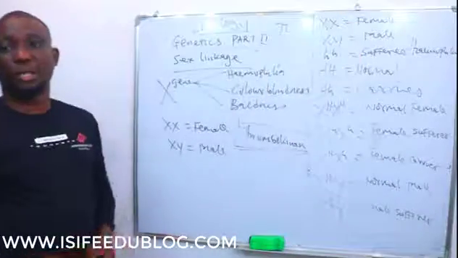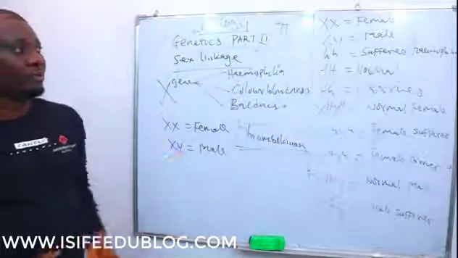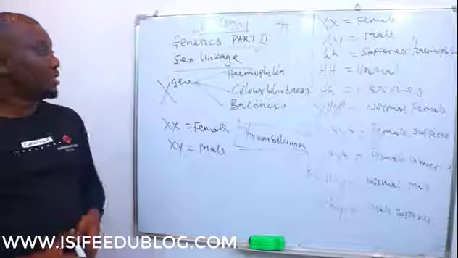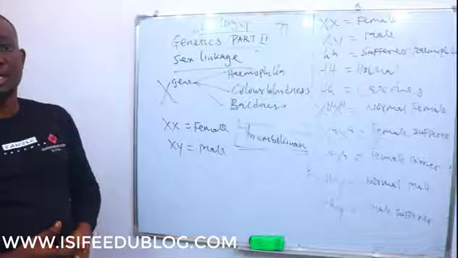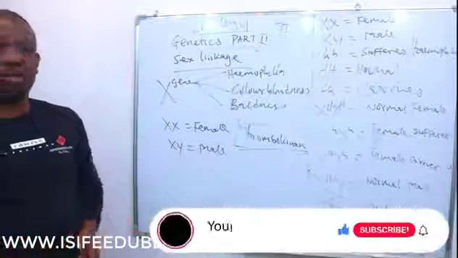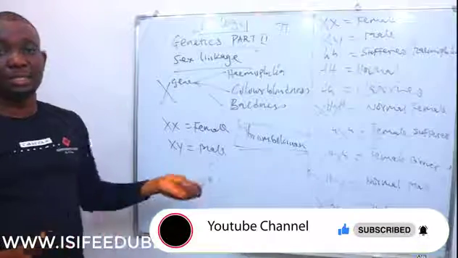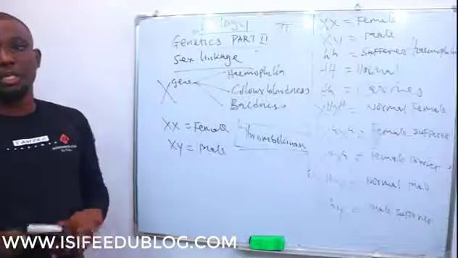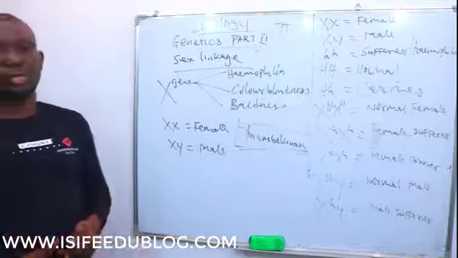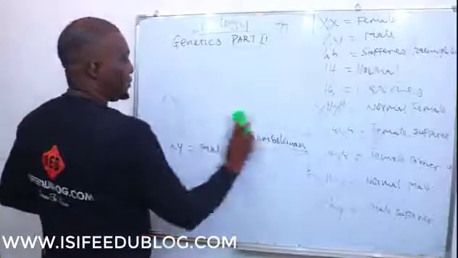Please, you need to be conversant with this. You can pause the video and look at this mnemonics to know the inheritance of hemophilia and other sex linked characters, and how they are transmitted. If a man is hemophilic, or colorblind, or bald, it means that if a man has any of these sex linkages, he is going to directly transmit it to the daughters. Okay, I'm going to show you one example.